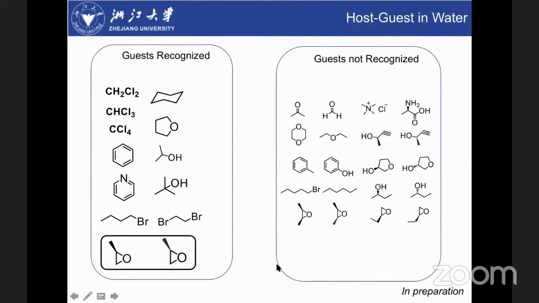And because this occurs in water, we can take advantage of hydrophobic interaction for host-guest chemistry. You can see many guests can be recognized by this macrocycle in water, for example hydroxypyridine and benzene, right? If the size is complementary to the macrocycle cavity, they will be recognized because of the hydrophobic interaction. And if the guest is too big, there is no guest recognition.